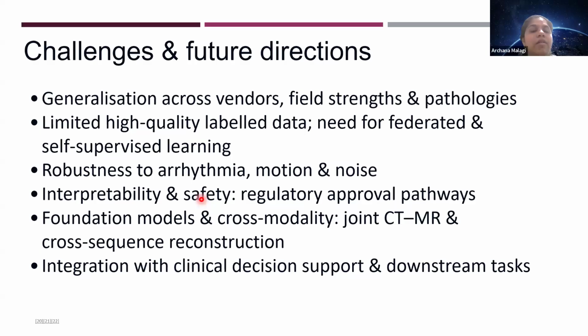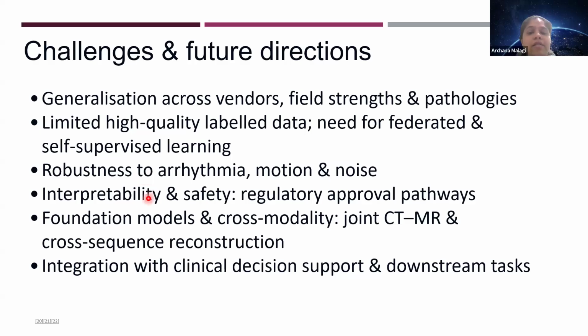Then the other issue is that you need to label the data, and it is difficult to do unsupervised learning. It is more widely available that your data needs to be labeled. And then robustness to arrhythmias: we are still struggling to get good quality data for irregular heartbeat, with motion and noise.